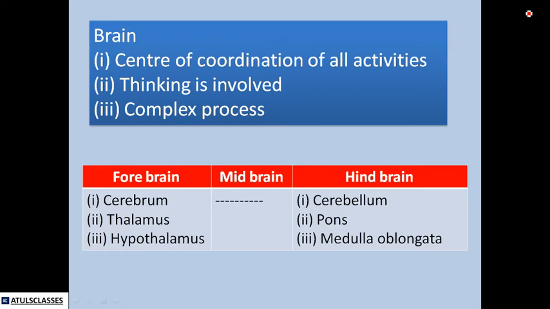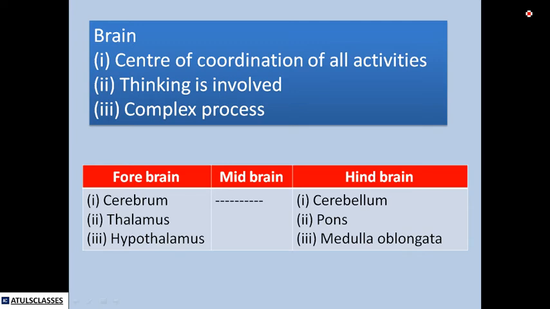So what is a brain? Brain is the center of coordination of all activities that are taking place in the body. It involves thinking, the processes of thinking, imagination, recreation, and creativity. These are all complex processes. There is an involvement of the brain, or the complex functions of the brain are involved in this.